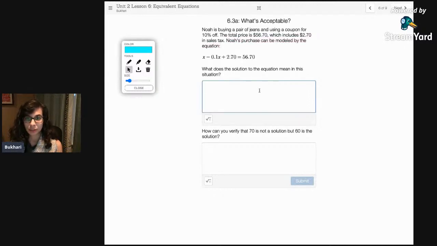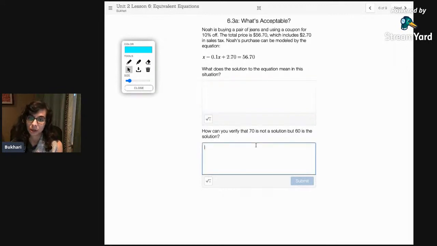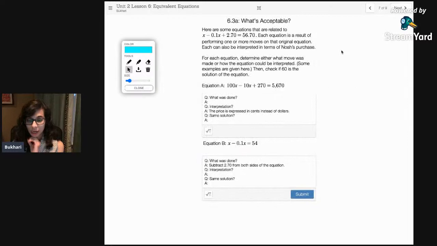Think back to our previous lessons. What does the solution to the equation mean in this situation? Is 70 a solution to the equation? Is 60 a solution to the equation? How do you find that? Those are from our previous lessons, lessons 3, 4, and 5. And so now we're taking a look at creating equivalent equations, right? And you have 3 questions to answer at each point.